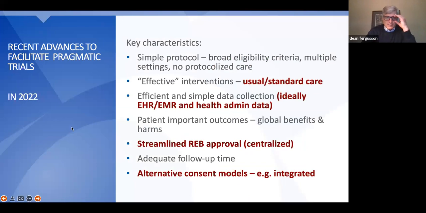So, some recent advances to facilitate pragmatic trials. Those key advances include hospitalized systems of EMRs and EHRs, electronic health records, health administrative data that we have provincially at ICES here, and streamlined REB approval, so centralized REB in Ontario. As well, a big game changer is alternative consent models. We now have oral or verbal consent that's integrated into care, rather than a 25-page consent form that nobody understands what they're signing on to. So those advances have brought pragmatic trials to the forefront.